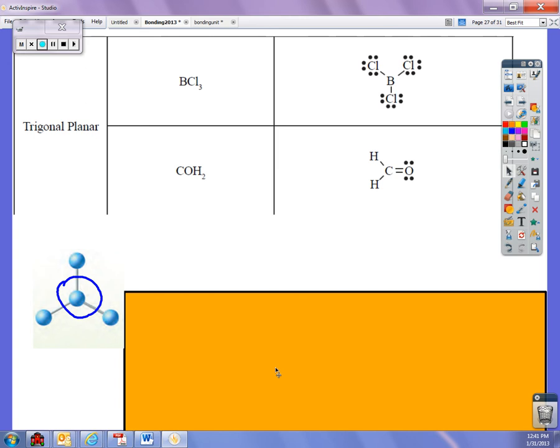Oh, look, boron trichloride. I'm going to ask the substitute to pause and give you a moment to copy this down. And remember what I said, typically.